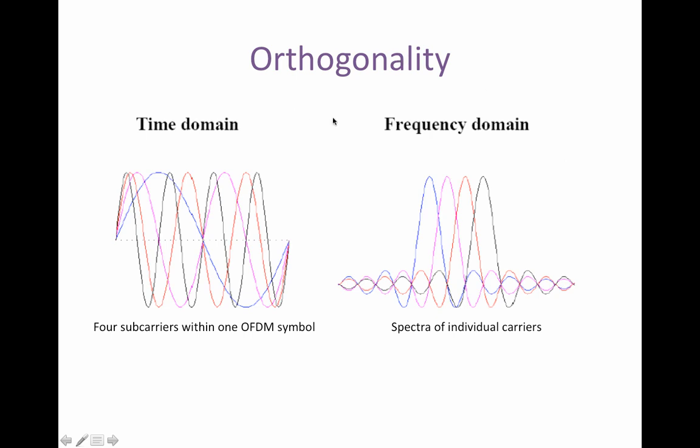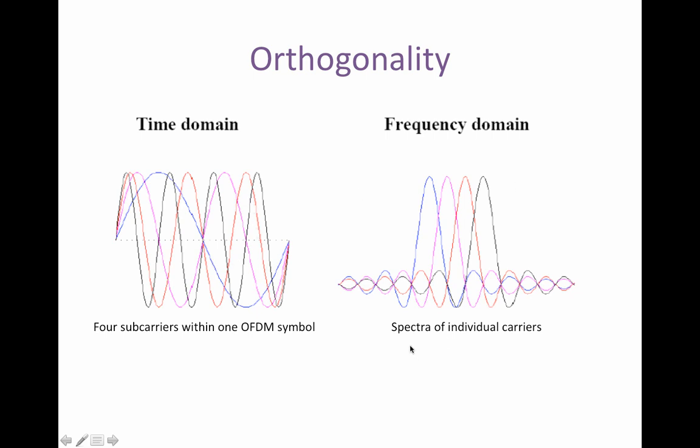So the main concept of OFDM is orthogonality. Two symbols are said to be orthogonal if their dot product is 0. In other words, it means that the signals are separated by 90 degrees. Here we can see this blue one is one OFDM symbol, and these are 4 subcarriers. Basically, it shows 4 subcarriers in one OFDM symbol in the time domain.